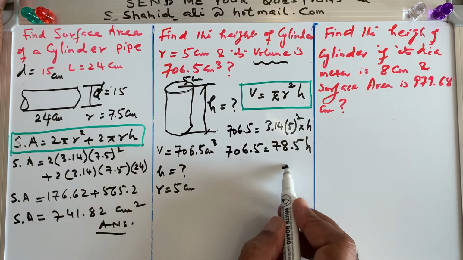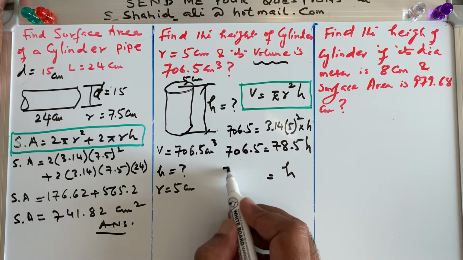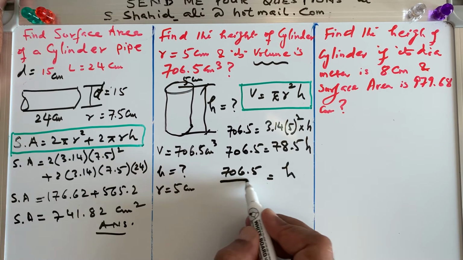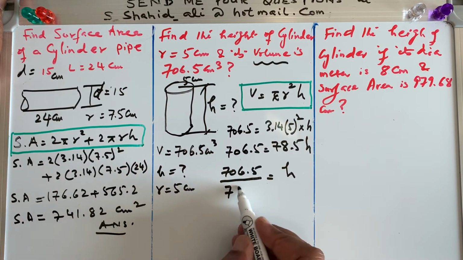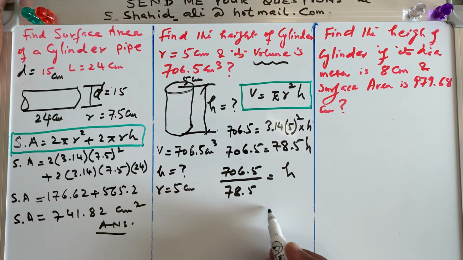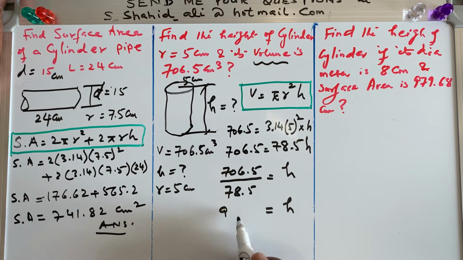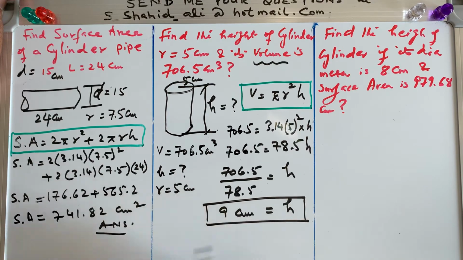What are we calculating here? h. So h is equal to 706.5. You know that it's multiplying with h, so on the other side of the equation, it will go and divide. That is the rule we have learned before. And h is equal to, if we simplify this, 9 centimeter. So the height of this cylinder is 9 centimeter.